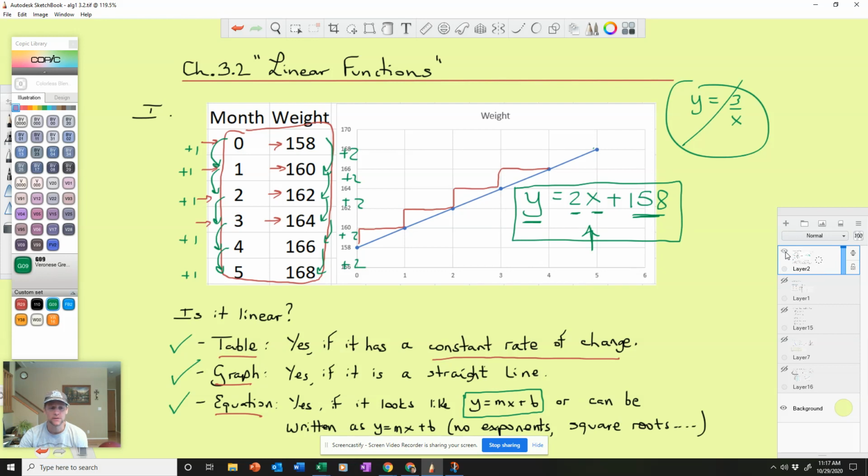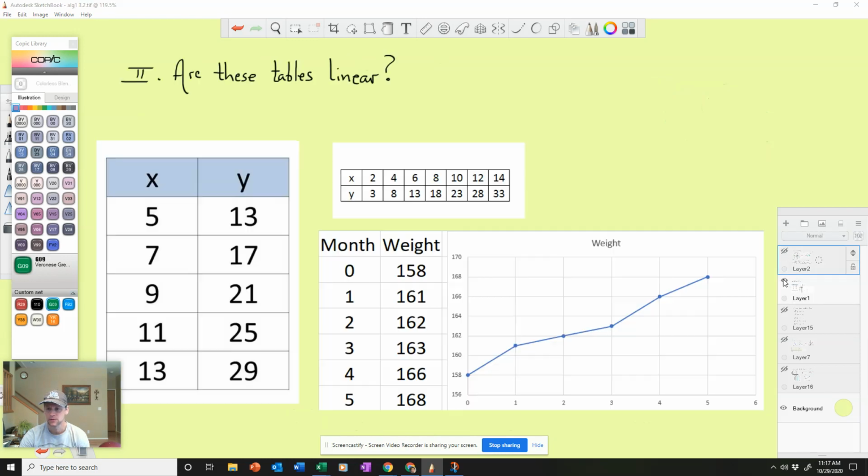All right, so let's do some brief exercises. Again, you don't need to write this down, but just watch the video and do it in your head with me. So here's a question. I'm going to give you 3 tables, and my question for you is, which of these 3 tables are linear and which ones are not linear? Take a moment, look at the tables, answer that question.